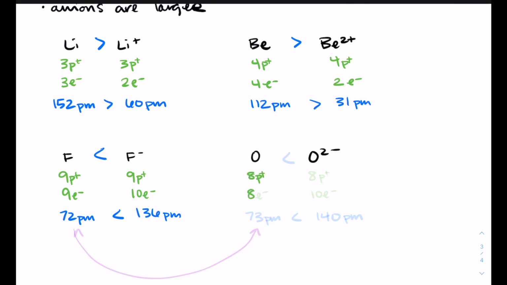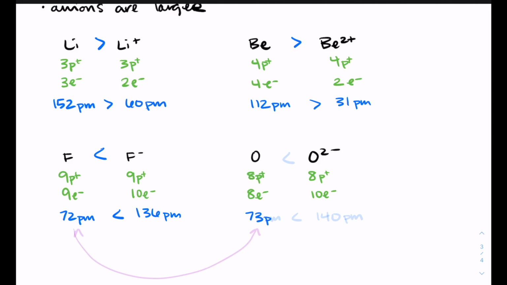For oxygen, which we know likes to form 2- ions: 8 protons, 8 electrons versus 8 protons, 10 electrons. So now an 8+ trying to hold on to 10 electrons, we would expect it to be a lot bigger. Neutral oxygen is 73 picometers. O2- is 140 picometers.